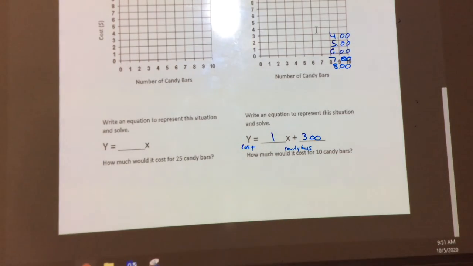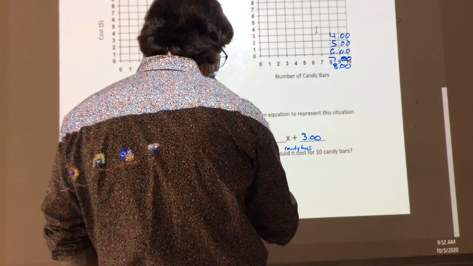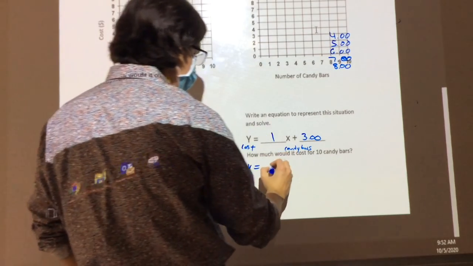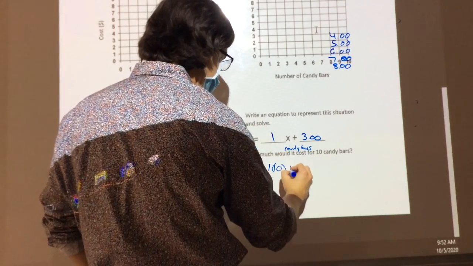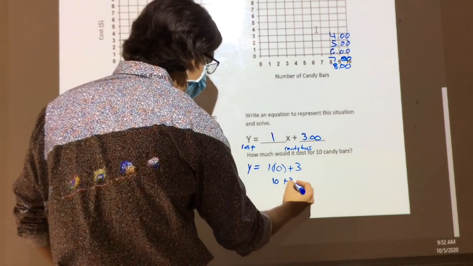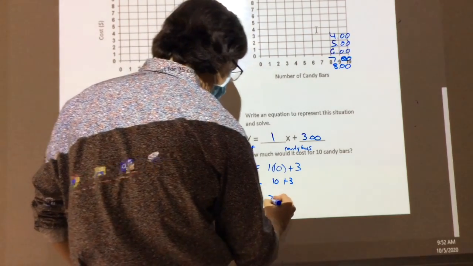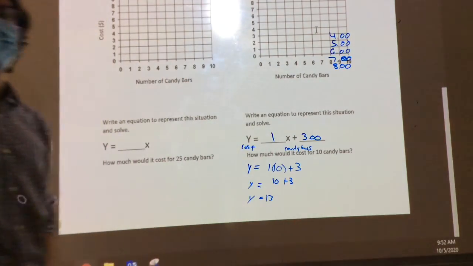How much would it cost for 10 candy bars? $13. Good. Let's take a look at it. If our total cost is y, that's going to be 1 times 10 plus 3. 1 times 10 is 10. Plus 3 is 13. So y equals 13. Are we good with that?